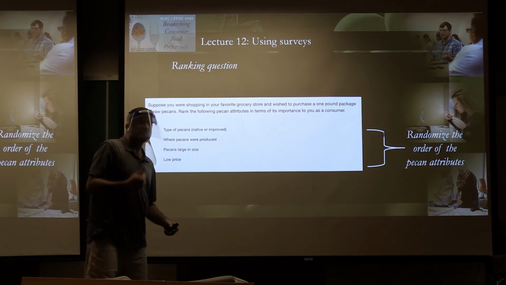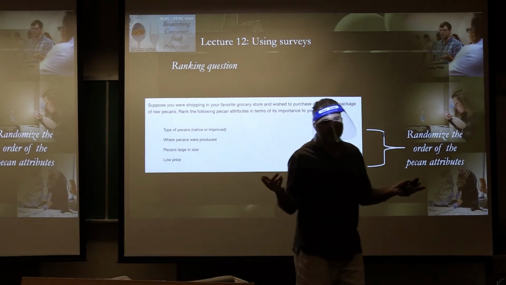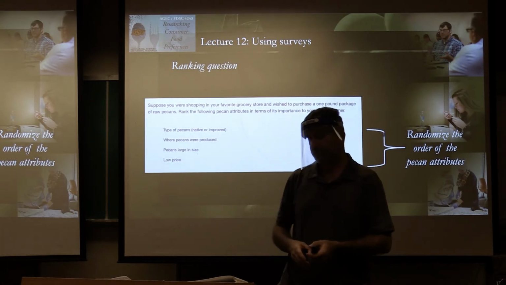Most good software has a lot of different ways you can do this ranking. And so you get a 1 for best, 2 for second best, 3 for third best, 4 for fourth best.